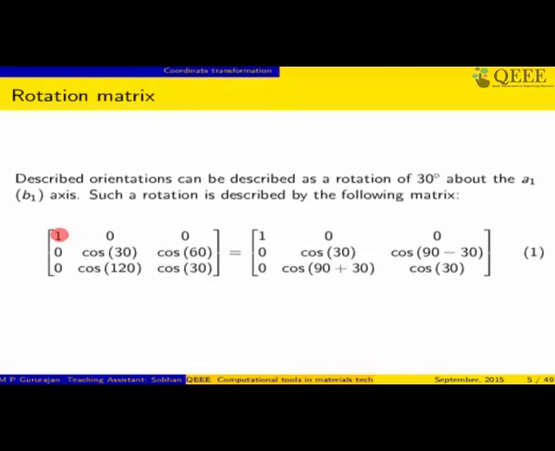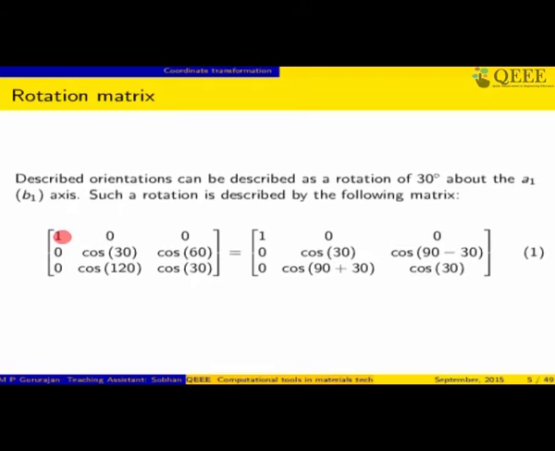Because the x-axis remains unchanged, A1 versus B1 makes 0 degrees, so that is 1. And A1 with B2 and A1 with B3 are the same because they are not changing.